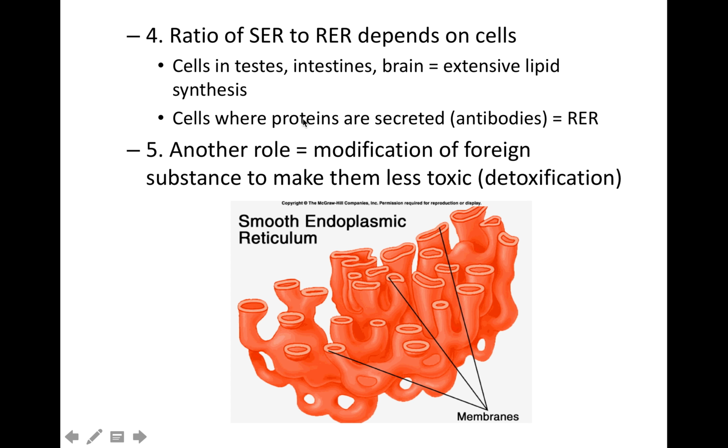Another role for the smooth ER is modification of foreign substances to make them less toxic, or detoxification. So vesicles might fuse with the smooth ER and get modified so it's not as toxic. It's a less harmful form of what it originally was.